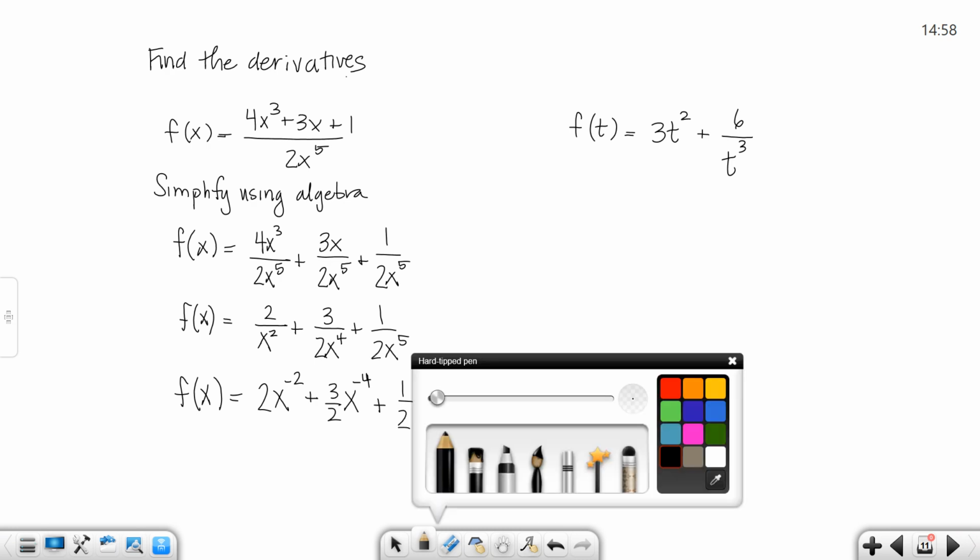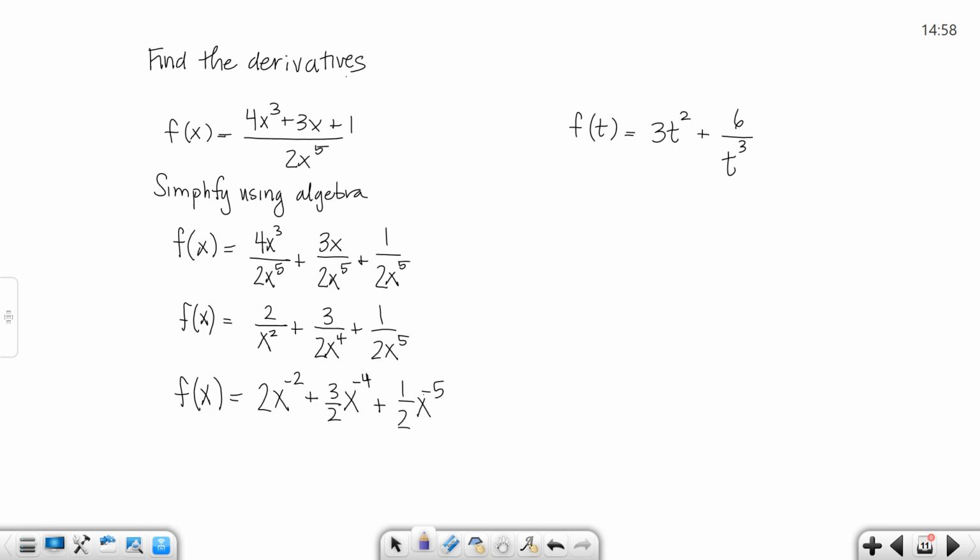Now then, all of that algebra. Now you finally get to start calculus. So now you can use your power rule. So when I bring this 2 down, 2 times negative 2 is a negative 4. Decrease this power by 1. So negative 2 minus 1 would give me a negative 3.